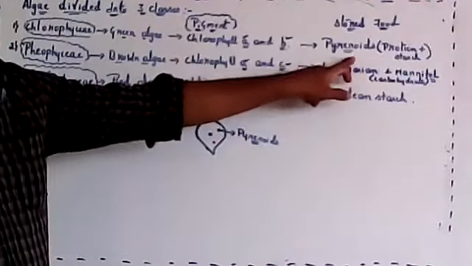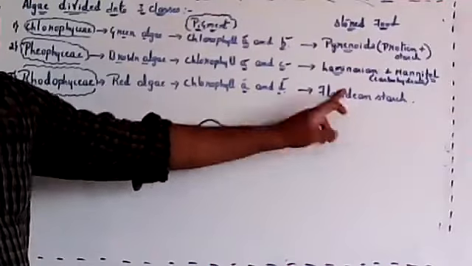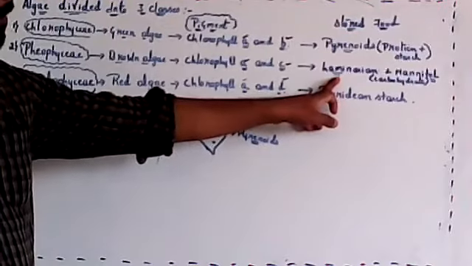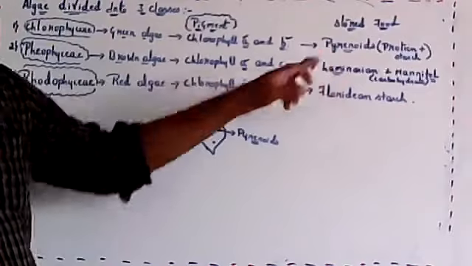What is the food stored in green algae? What kind of food is stored in red algae? Red algae will store food in the form of floridean starch. Then in brown it is laminarian and mannitol. Then in green it is pyrenoids.